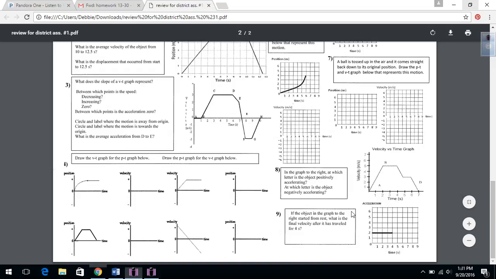If the object in the graph to the right started from rest, what is the final velocity after it has traveled 4 seconds? Well, its acceleration is 2 meters per second squared. I guess it's meters per second squared for the whole time. So you should be able to do d is equal to 1/2 at squared plus vit. Vi will be 0 because it started from rest, and you should be able to find, oh wait, you want the final velocity. So you should be able to do vf equals vi plus at. Vi again is 0, a is going to be 2, and t is going to be 4, so it looks like it would be 8 meters per second.